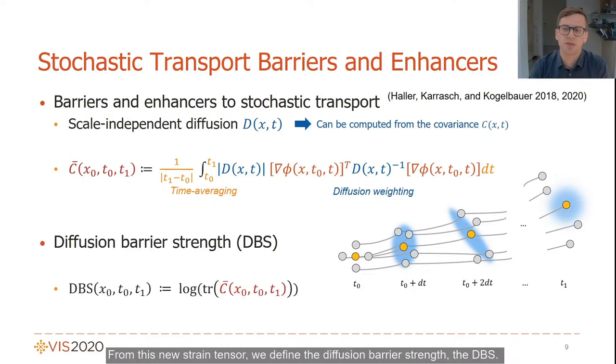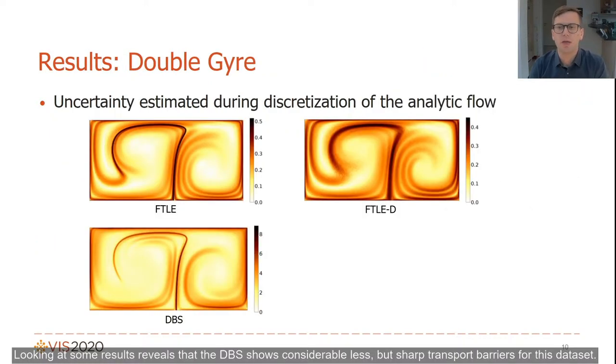From this new strain tensor, we define the diffusion barrier strength, the DBS. This is a quantity that is similar to the FTLE, but indicates barriers and enhancers to transport that inherently includes this diffusion component. Looking at some results reveals that the DBS shows considerably less but sharp transport barriers for this data set.